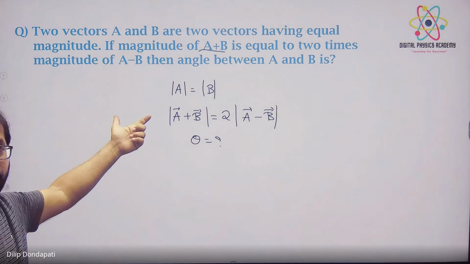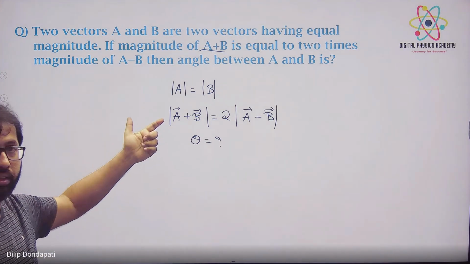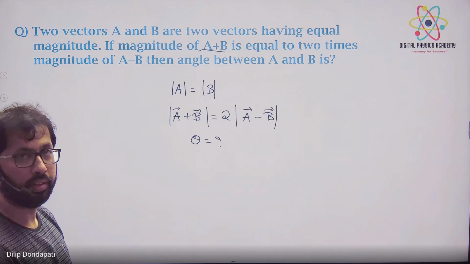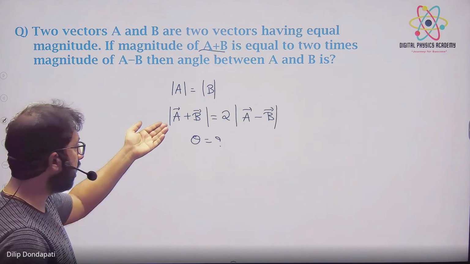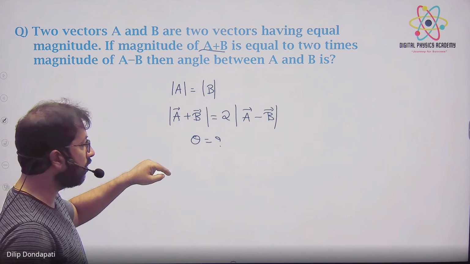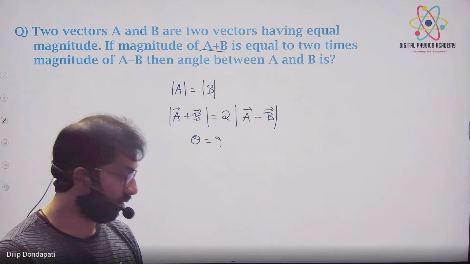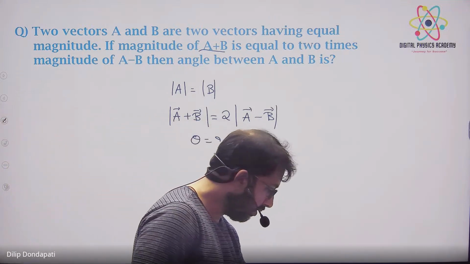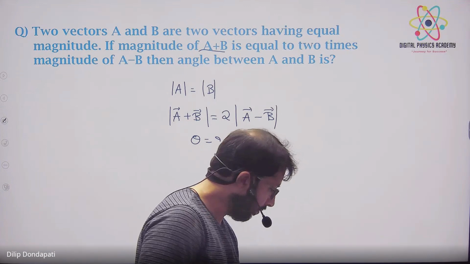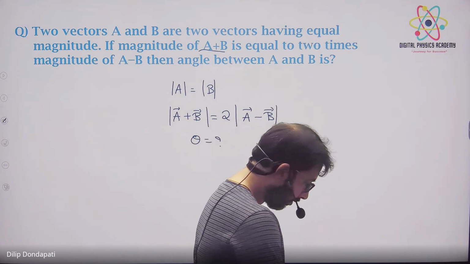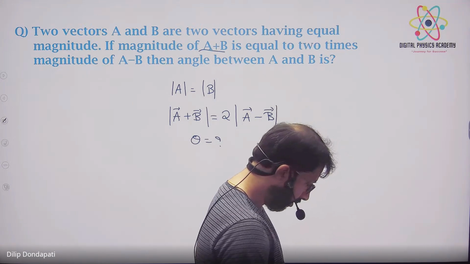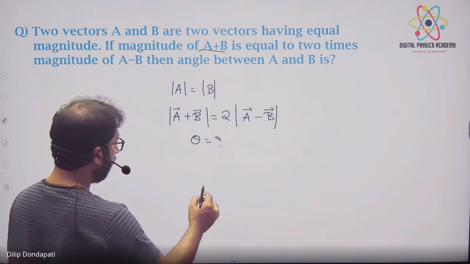Magnitude means R value, right? Use that. Is the mod required over here? Can we just remove the mod directly? No, we can't remove it. Why? Indirectly, we still need to find the R value. Use the addition formula and the subtraction formula. This is a JEE based question. Try your options also.